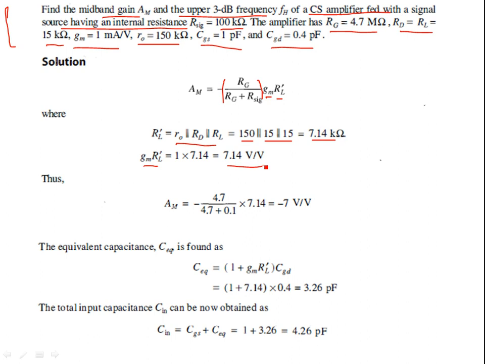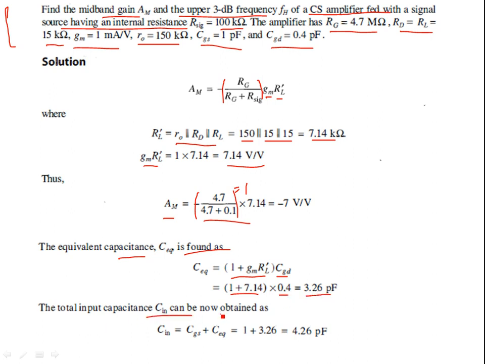Okay, so that's the voltage gain. So AM is about that; it's not going to be too different because this factor you can neglect, this is 1. So the equivalent capacitance is found by multiplying CGD with the Miller multiplier, 1 plus gm RL prime. RL prime, you know, is 7.14 kilohms. So 1 plus 7.14 is the Miller multiplier, multiplied by 0.4 to give the equivalent capacitance.